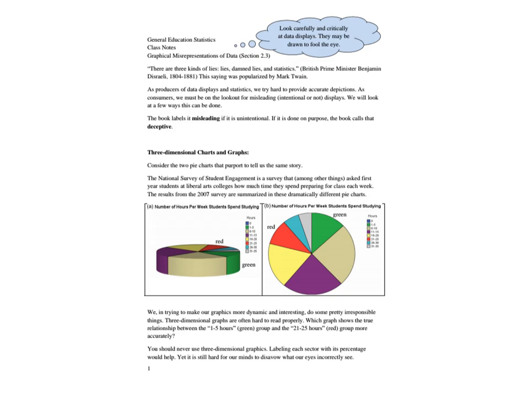So it's pretty interesting. I love this quote by the British Prime Minister. Oh my gosh, so many years ago. There are three kinds of lies: lies, damn lies, and statistics. Oh yeah, baby. The book does talk about misleading versus deceptive graphs, so look at that a little bit.